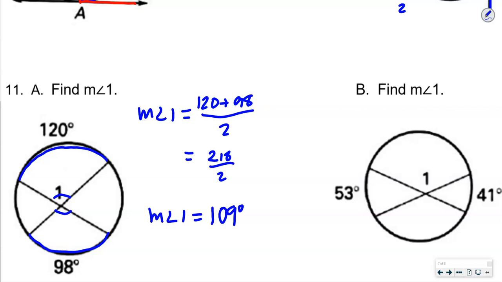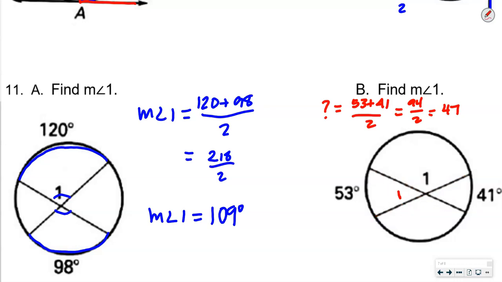Okay. Now the letter B is a little bit different because on this one we're looking for this angle here, and it is a linear pair with that angle. So what I want to find right now is these two angles right here, and then we're going to subtract them from 180 to find the measure of angle 1. So to find the question mark, we're going to do 53 plus 41 divided by 2. That's 94 divided by 2, which is 47. So I'm going to go ahead and put that in our drawing.